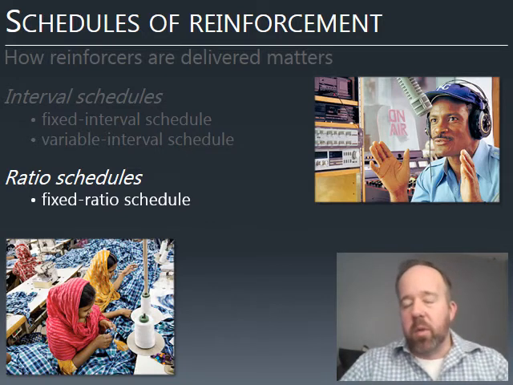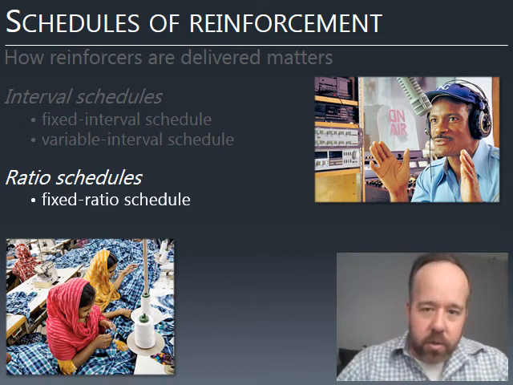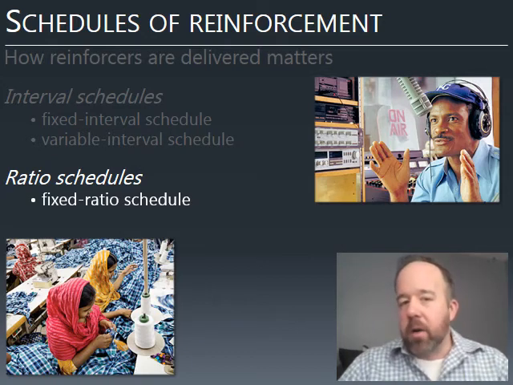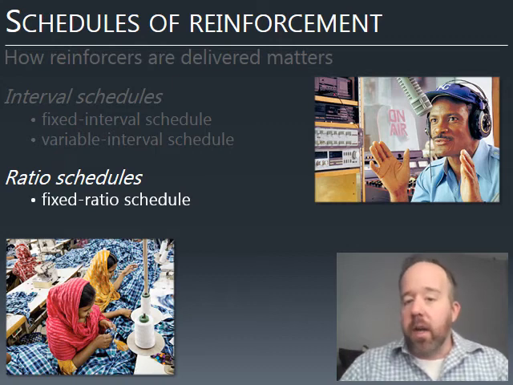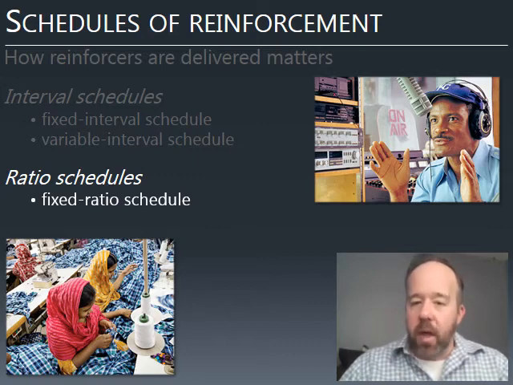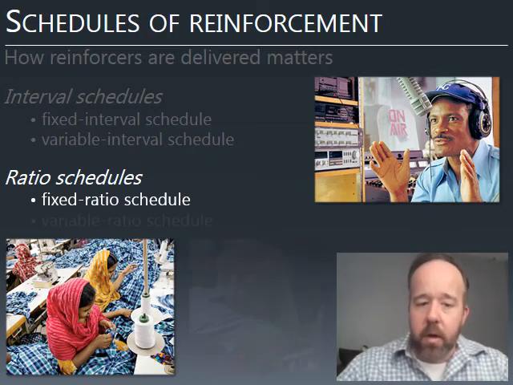Also, if you belong to some sort of a rewards club, or maybe you have a frequent customer card, those are usually on fixed ratio schedules. Once you buy your 9th sub sandwich, you get a 10th one free. It doesn't matter how long it takes you to buy those 9. It could take a week. It could take 10 months. But after you buy the 9th one, after you've exhibited the behavior 9 times, the 10th one is free. You get rewarded. That is a fixed ratio schedule.